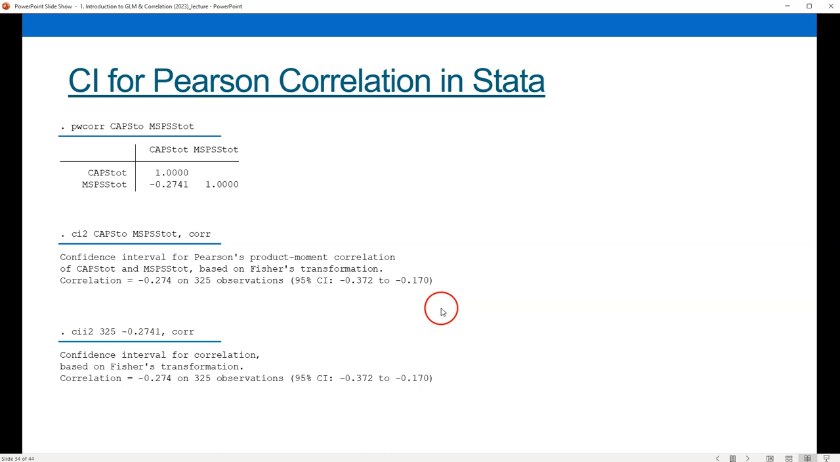The other thing that I can do here is, if I don't have actual data and I just have values, I can use this cii2 to calculate this manually. Here, I'm telling Stata to read off of my data: estimate the correlation between this variable and this variable and give me a confidence bound for that. Or if I'm reading a paper, I can just open up Stata and get a confidence bound around some correlation that I've seen reported in the text. All I need to do is enter cii2, sample size, enter the correlation, and then hit corr.